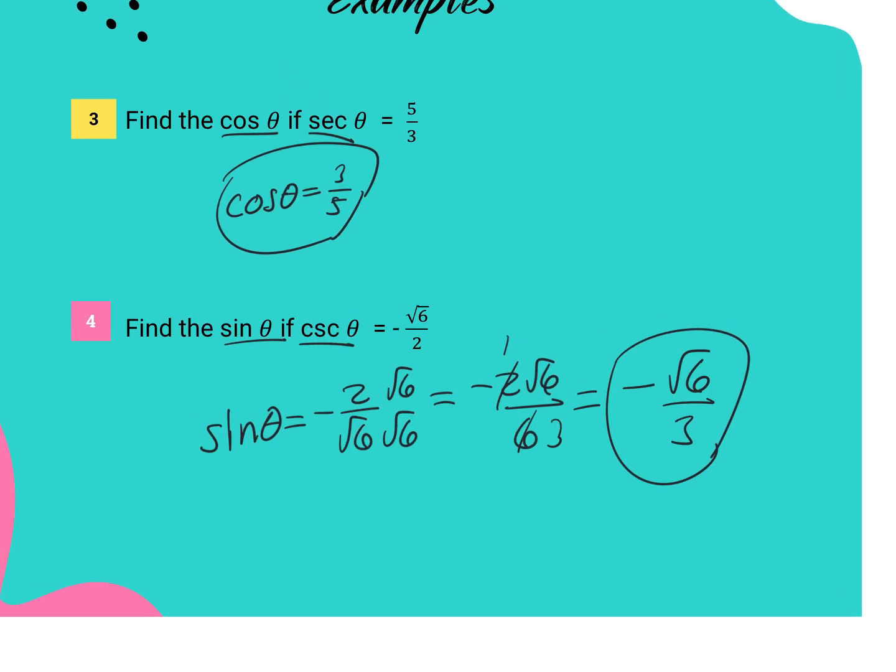Similarly, if I gave you tangent, you could very easily find cotangent. So these types of problems shouldn't be too hard. Now, in the next page and in the slide after, I'll show you one way to find the values when it's not just a simple flip.